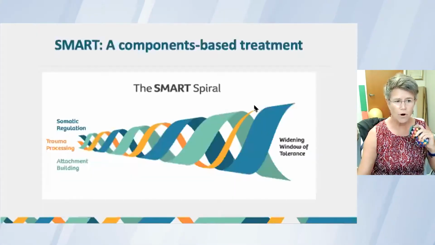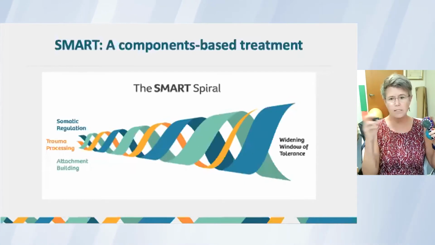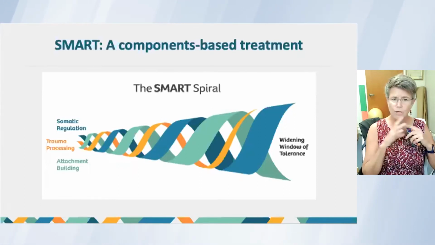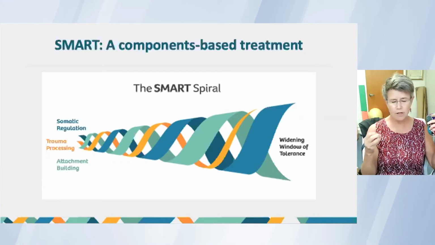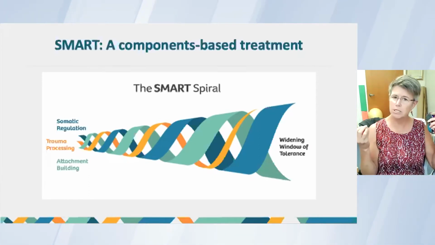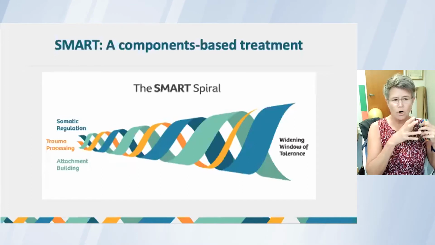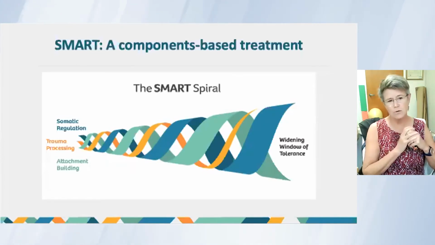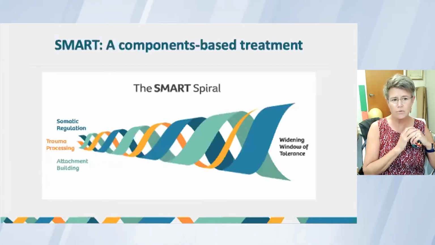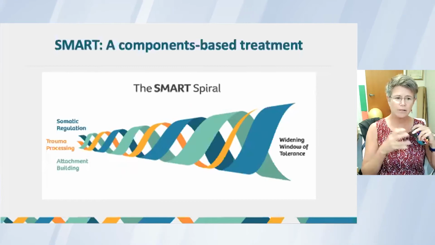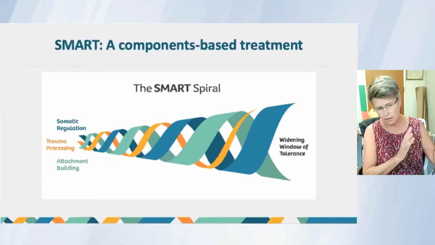A lot of our approach in SMART, we look at three different threads of the work, and we think of ourselves as a component-based treatment, meaning you might be at any of the three threads: somatic regulation, trauma processing, and attachment building. As we work with those three different threads, we tend to see the child's window of tolerance widening, and the child getting less dysregulated by some of the same stimulus. That's like the model presentation.